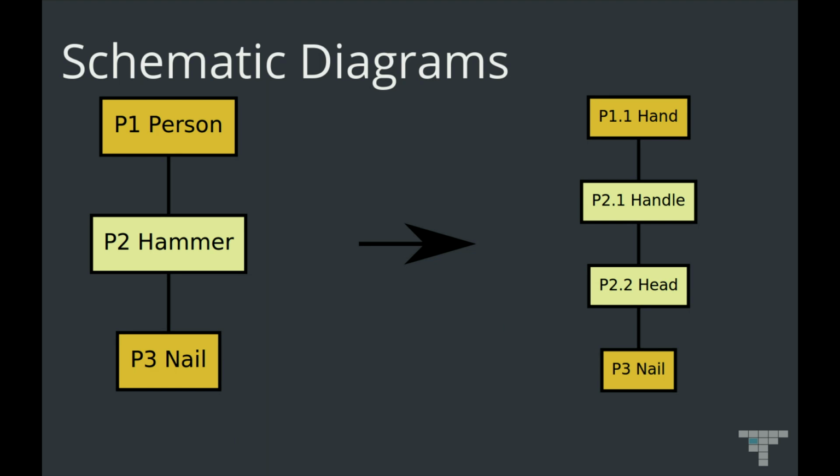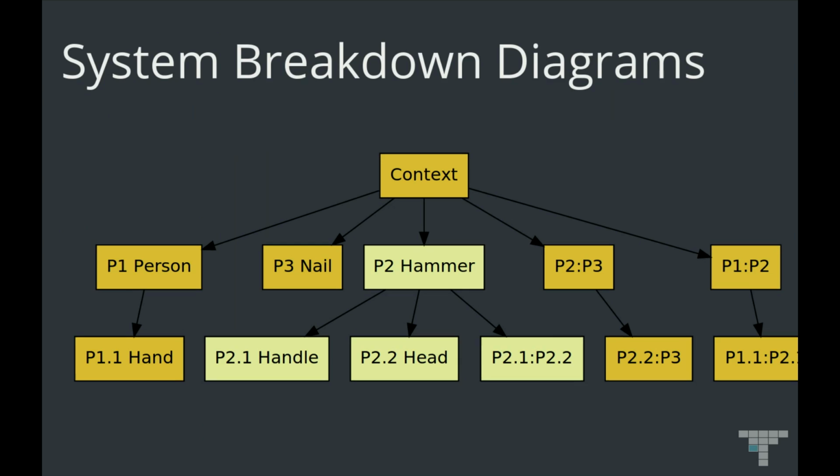So a person, a hammer, and a nail, what do they break down onto? Hand, handle, head, and nail. Those are both two different views of the same system at two different levels. A system breakdown diagram shows those connections between levels.